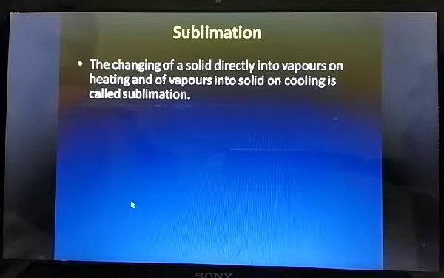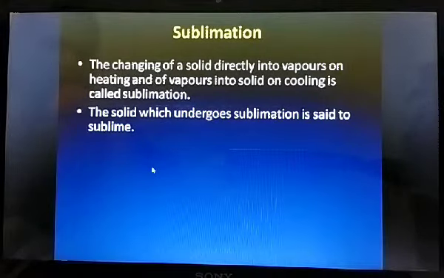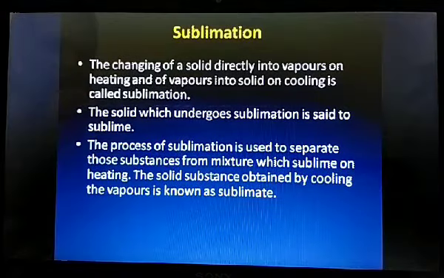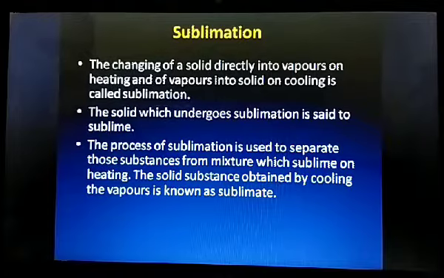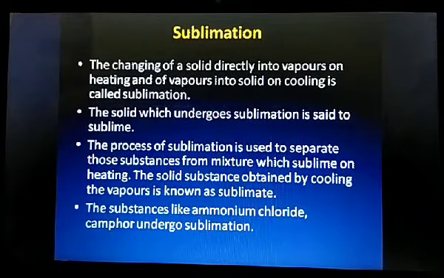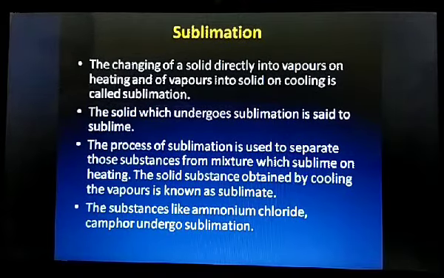Sublimation, as per definition, is the changing of a solid directly into vapors on heating and of vapors into solid on cooling, because this is interconvertible. Second, the solid which undergoes sublimation is said to sublime. The process of sublimation is used to separate those substances from a mixture which sublime on heating. The solid substance obtained by cooling the vapors is called sublimate. Substances like ammonium chloride, chemical formula NH4Cl, and camphor or kapoor are substances which undergo sublimation.